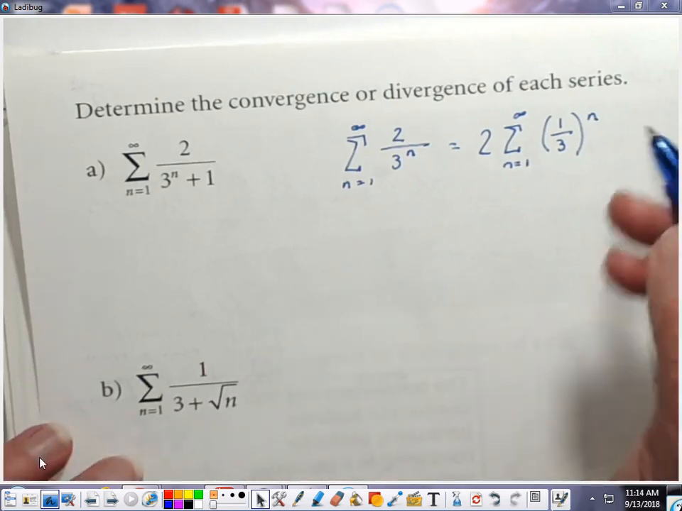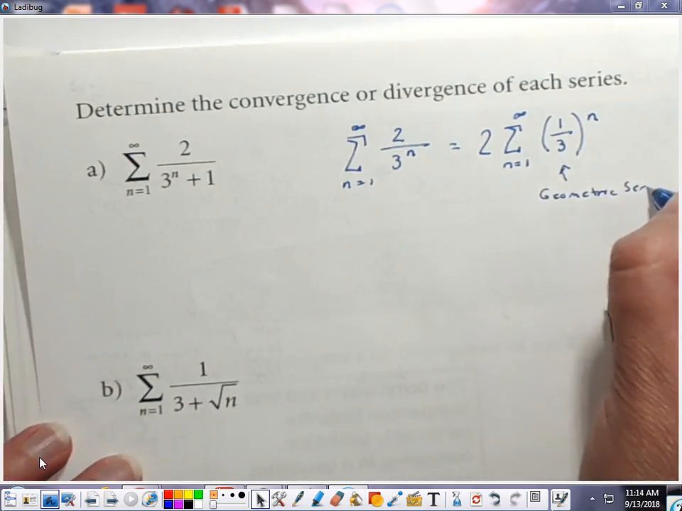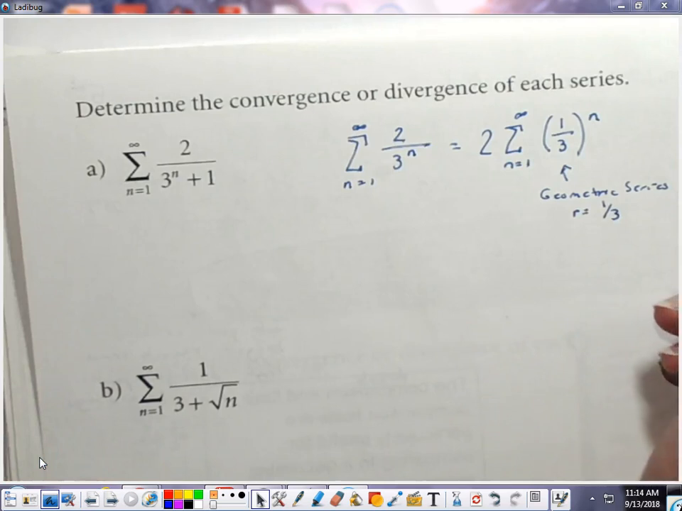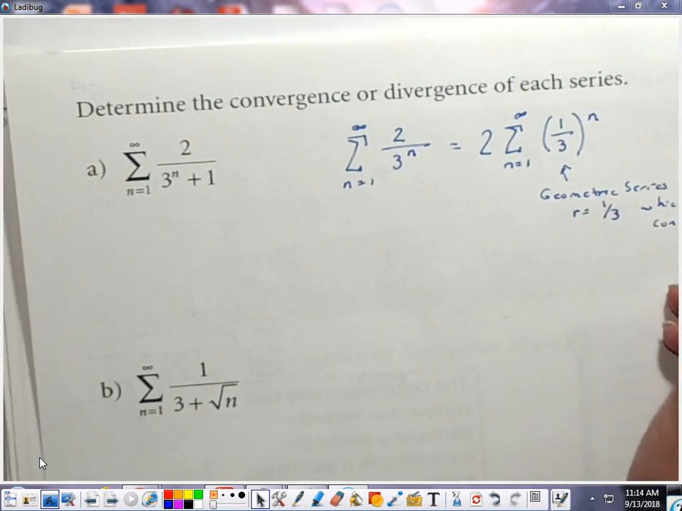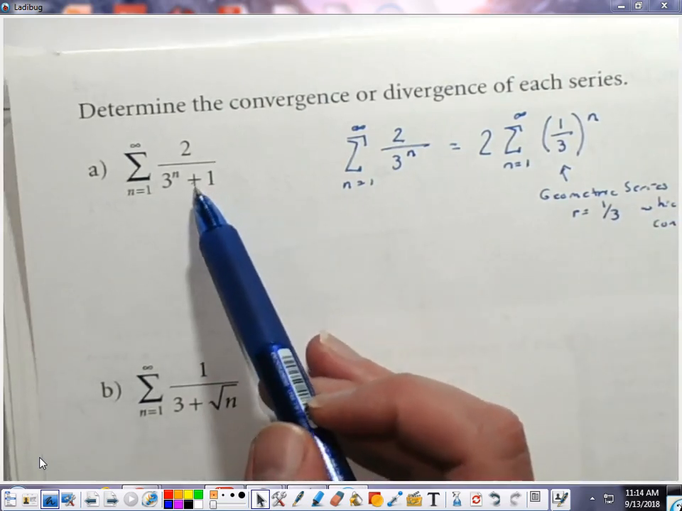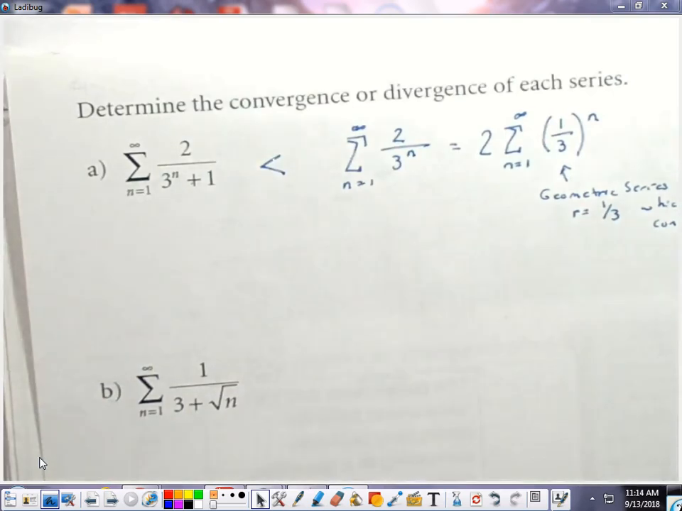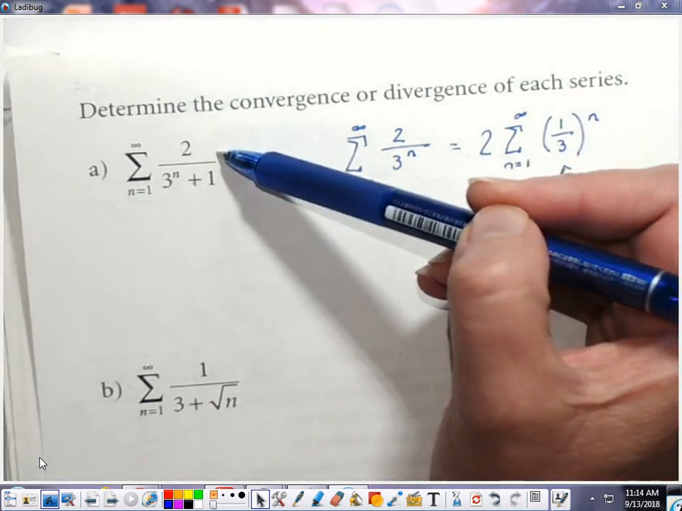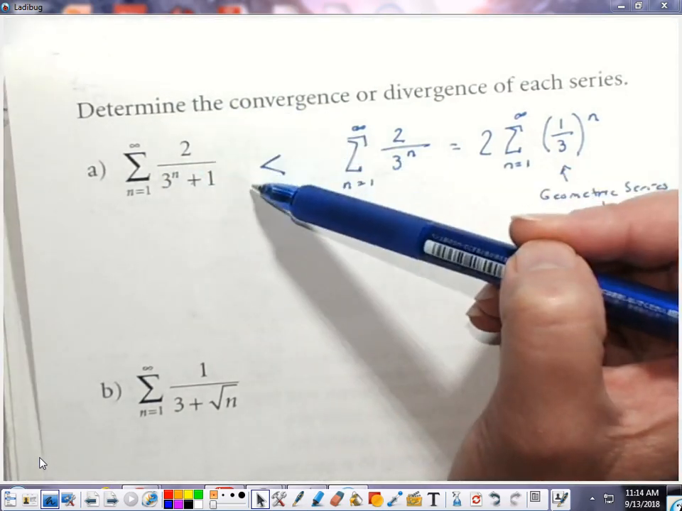Good. If you think about this, this is a geometric series. What's r equal to? 1/3. So does that mean that it converges or diverges? Converges. Now here's the deal. We have to see, is this one smaller or bigger than that one? If you're dividing by just a little bit more, that makes your number smaller. If I add 1 to the numerator, that would make the number larger, but if you add 1 to the denominator, it makes the overall number smaller.